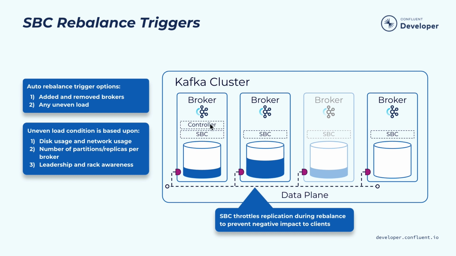When it generates a plan, it will try to generate a plan that minimizes the movement and also takes into consideration things like rack configuration, leader distribution, and other things. And while the plan is being executed, SBC will also automatically set up throttling so that the movement doesn't overwhelm the ongoing client requests.